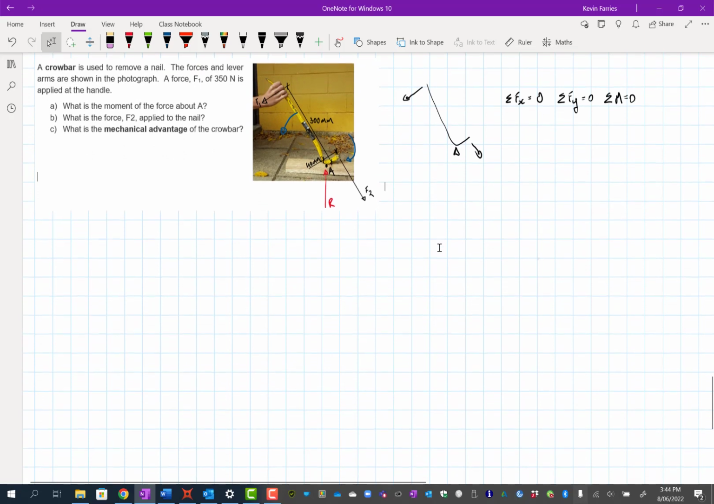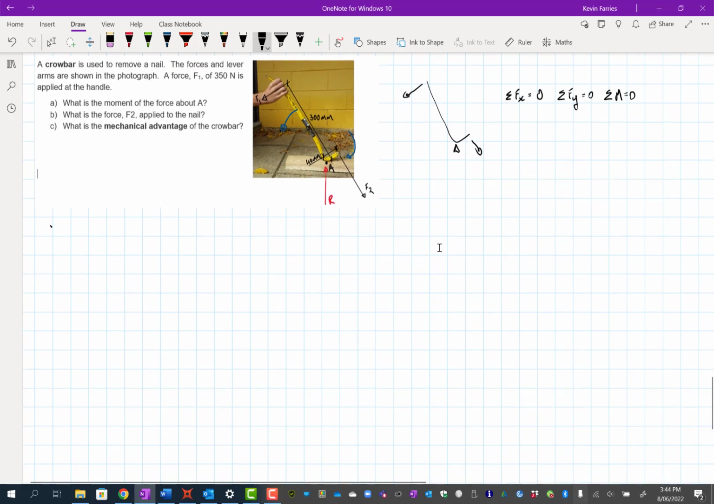So let's work through the question. What's the moment of the force about A? I think it's talking about force F1. It's saying a force F1 of 350 newtons is applied at the handle. What is the moment of the force about A? So we have moment is equal to force times distance. Why have I left a space there? Because I'm going to think about the sign.